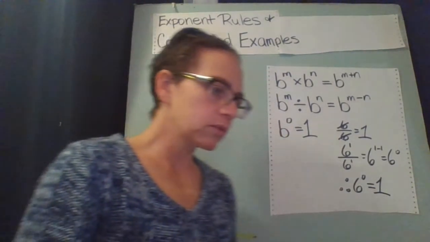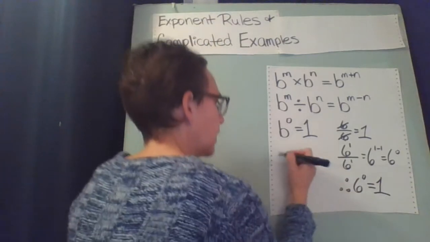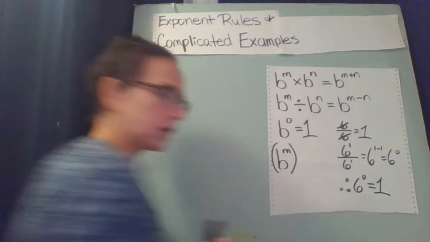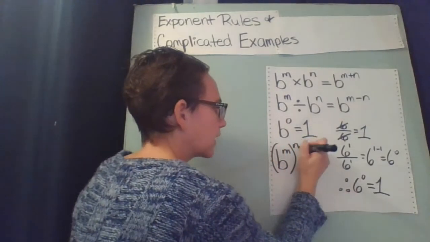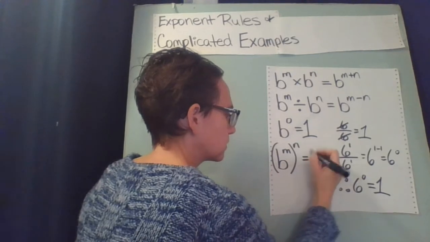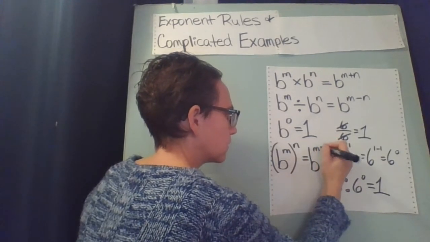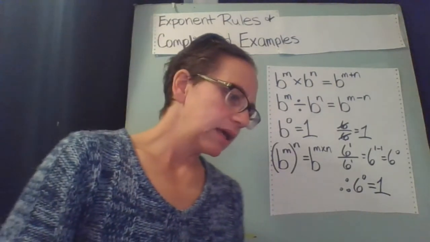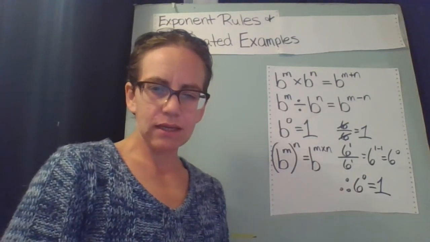Okay, we had a few other rules. We had if something was inside a bracket, to a new exponent outside the bracket. Remember, then we had to multiply our exponents. And am I missing any? I think that's all of them.